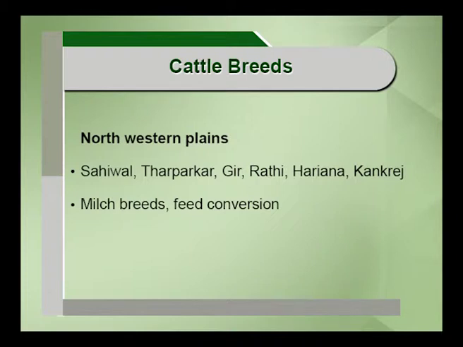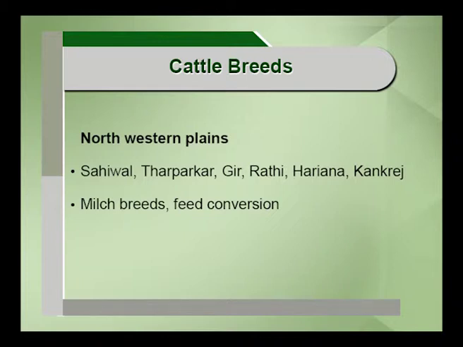Rathi, you know, has come from a pastoral tribal community called Raths, and they bred this particular Rathi. It has the inheritance and features of the Sahiwal, Tharparkar, Gir, all combined, which has resulted in this particular Rathi breed. And the Haryana breed and Kankrej. These are all milch breeds. These are very good breeds.